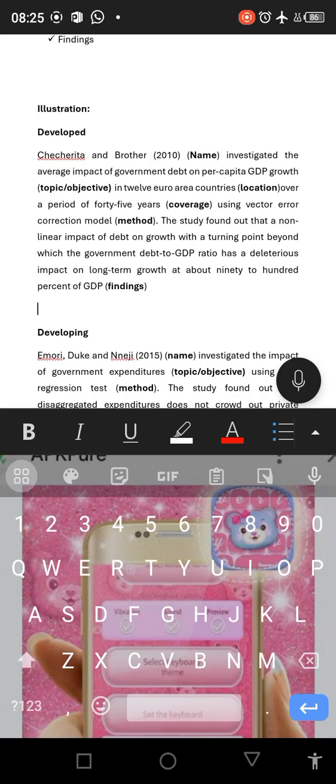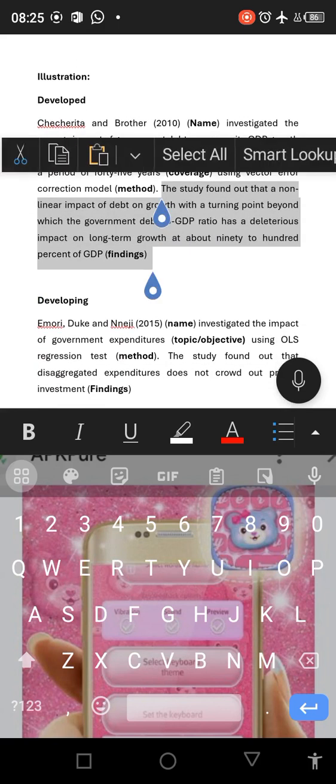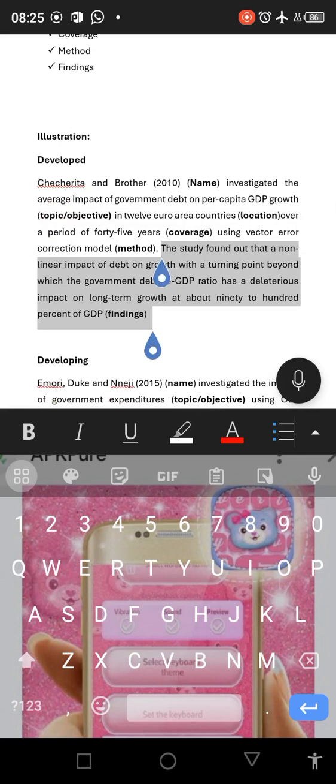Okay, now the last one. They did what? Found out that a non-linear impact of debt on growth with a turning point beyond which the government's debt GDP ratio has a deleterious impact on long-term growth at about 90 to 100% of GDP. This is the findings. As you can see here now, findings.